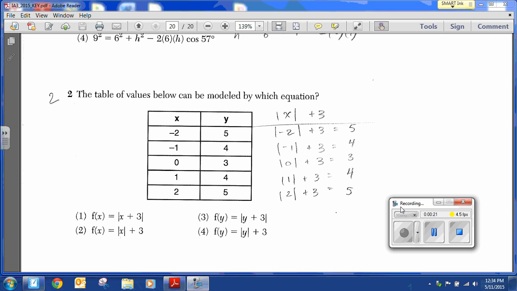Number two, the table of values below can be modeled by which equation? Well, you go through all your answer choices, you plug in, test it out. Turns out that absolute value of x plus 3 is the correct answer, as shown here.